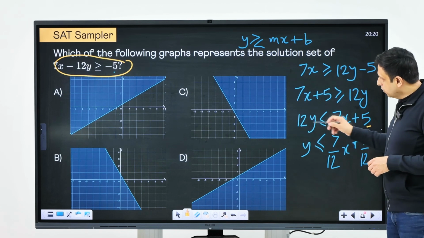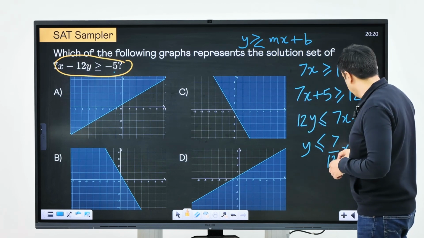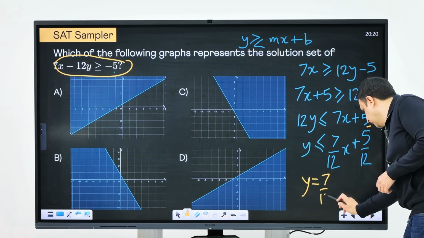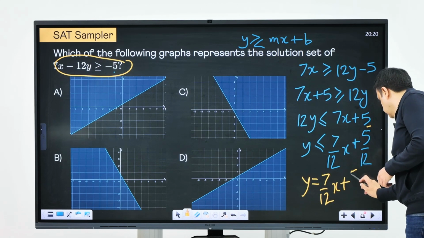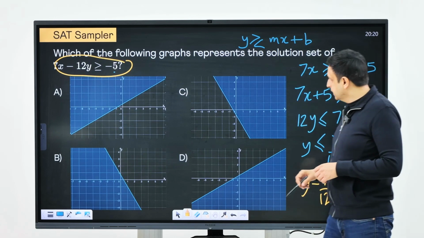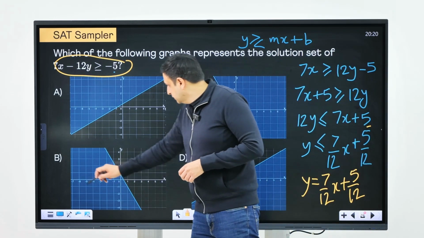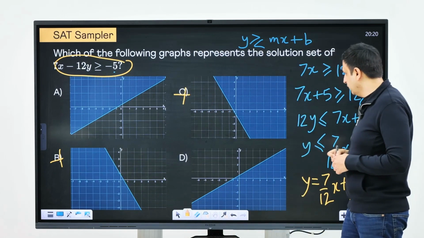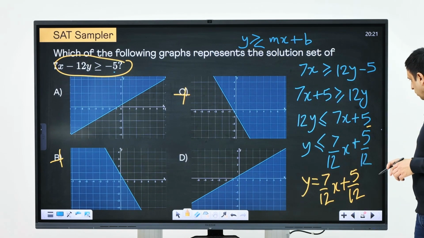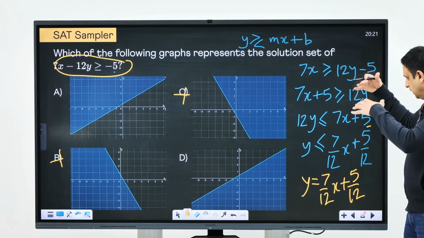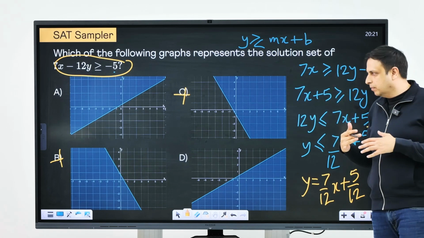So let's look at which of these 4 options correspond to the boundary line y equal to 7 over 12x plus 5 over 12. So the line should have a positive slope, which means options B and C are ruled out automatically because the boundary lines there have negative slope. And then we also note that we have y less than or equal to, so the half plane would be the plane below the boundary line.